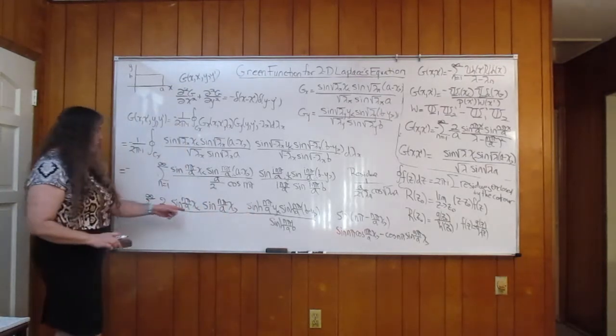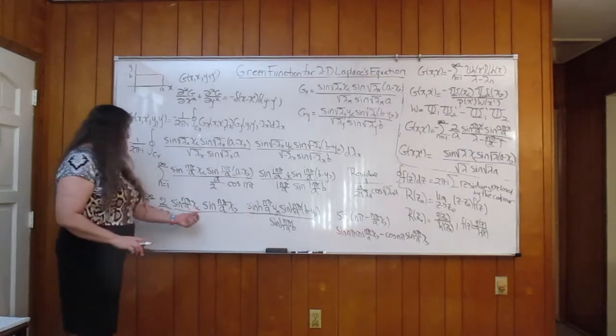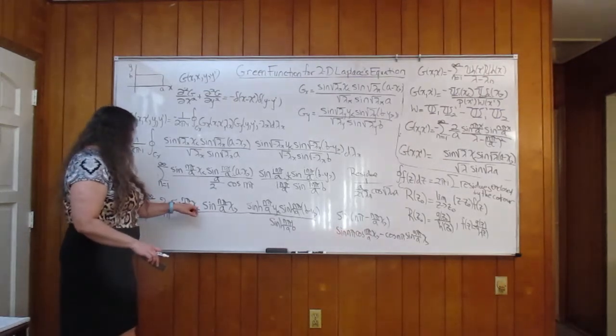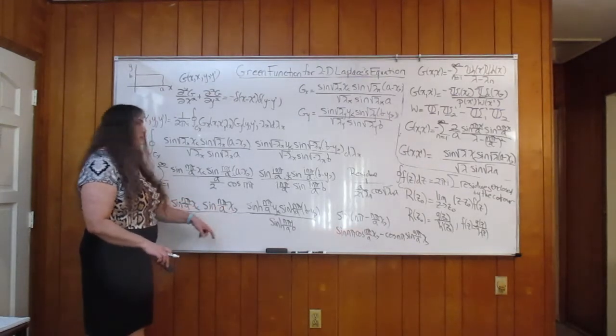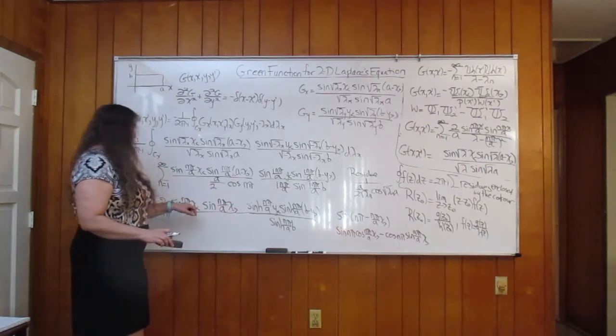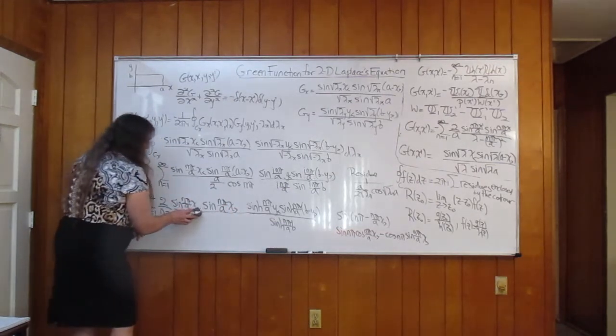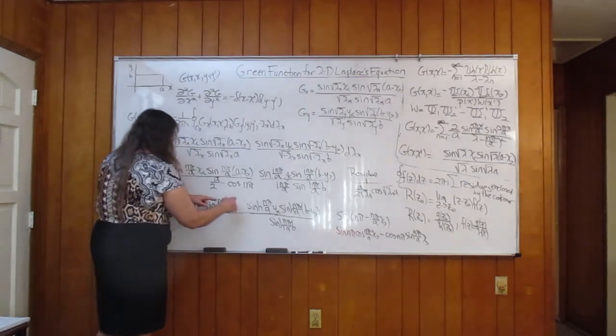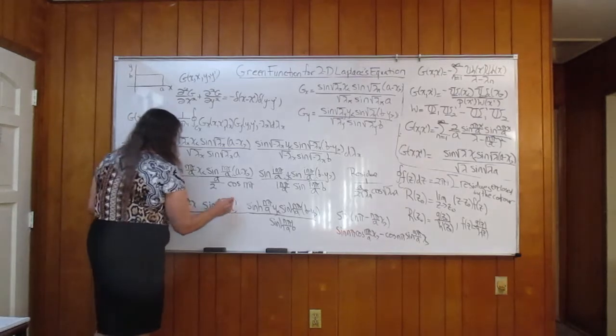And one last change we need to make. When x is less than x prime, this is going to be x, this is going to be x prime. When x is greater than x prime, this is going to be x, and this is going to be x prime. So it doesn't matter which way I write it, x or x prime or x.